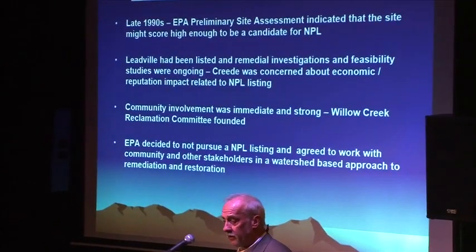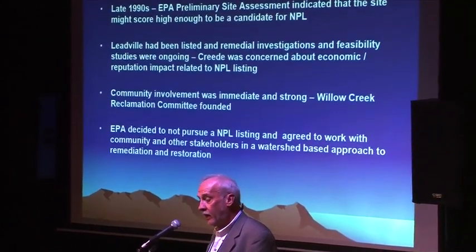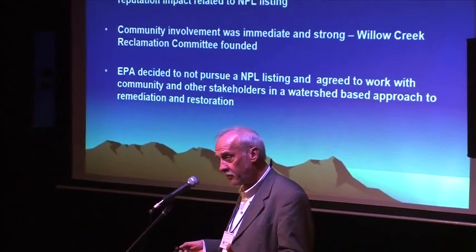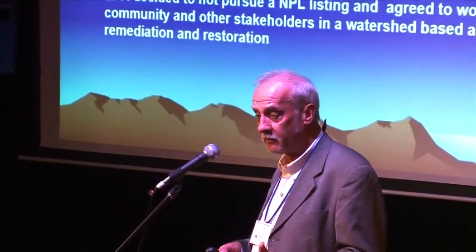In the late 1990s, EPA's site assessment program, part of the Superfund program, that program for years since EPA has been started, kind of goes around, looks at places that are impacted and goes through a process, a preliminary site assessment, very well-defined sort of cookbook process. At the end of that, you get a score, and that score indicates whether or not that particular site may be eligible for the National Priorities List or may not. That happened here. And it scored enough for EPA to say, well, man, maybe we want to list this.